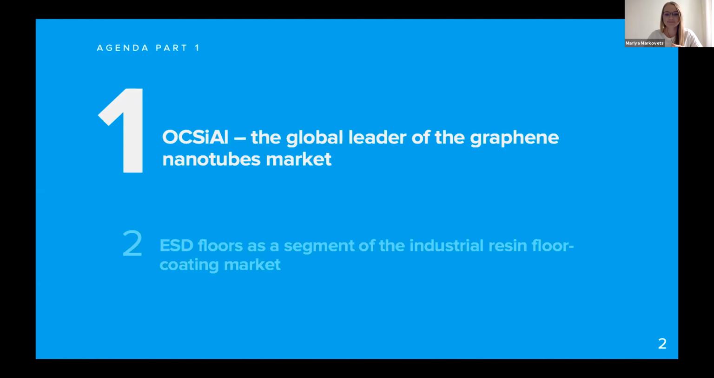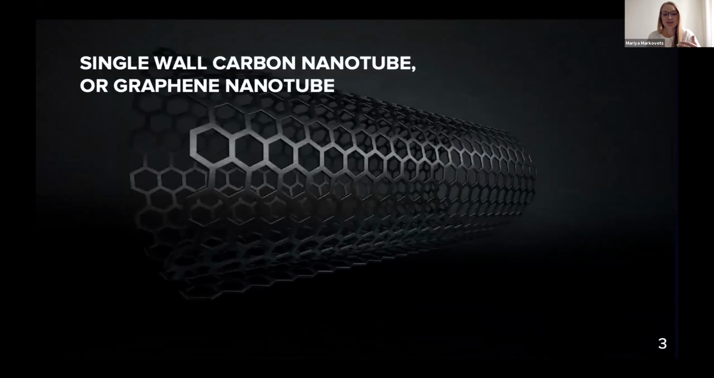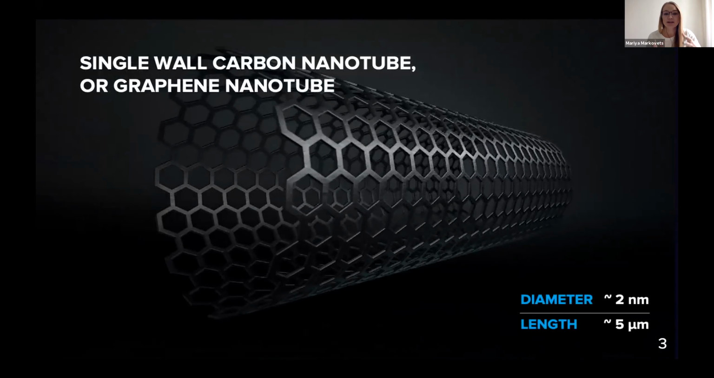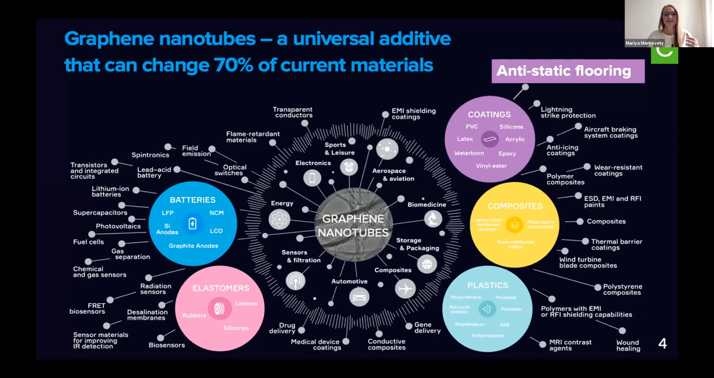So let's start. A few words about graphene nanotubes and OCSiAl company. Graphene nanotube is a one-atom thin, rolled-up graphene sheet. It's a unique material that shows exceptional properties, and due to these properties, it became a universal additive to a wide spectrum of materials. And graphene nanotubes is already the market product, and anti-static flooring is one of their applications where graphene nanotubes is already used on the market.